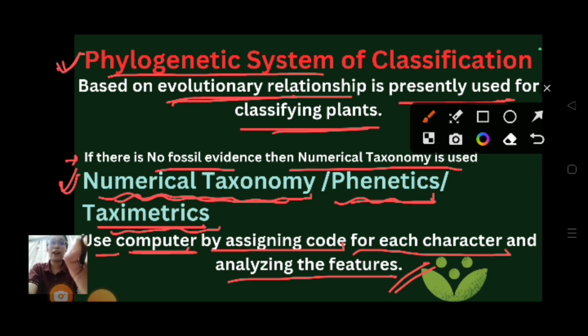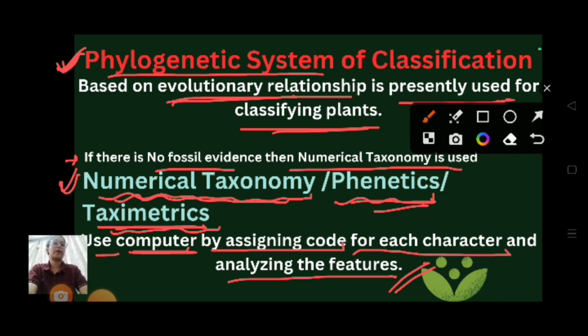In case of the phylogenetic system of classification, whenever they don't find any fossil evidence, they choose an alternative method called numerical taxonomy, or phonetics, or taximetrics. They use the computer for assigning codes to particular characteristics, and then they study and analyze their features. Is it clear to you all?